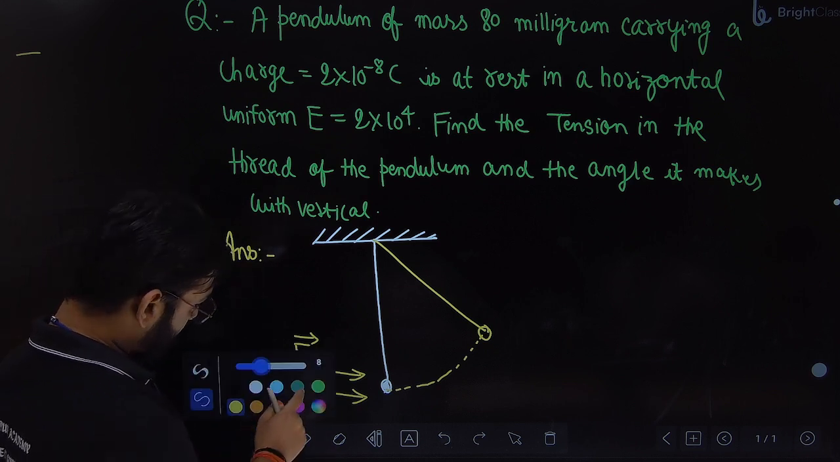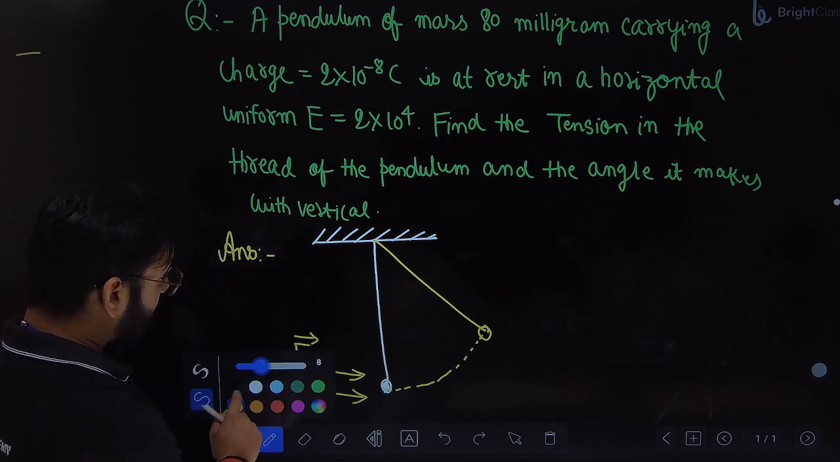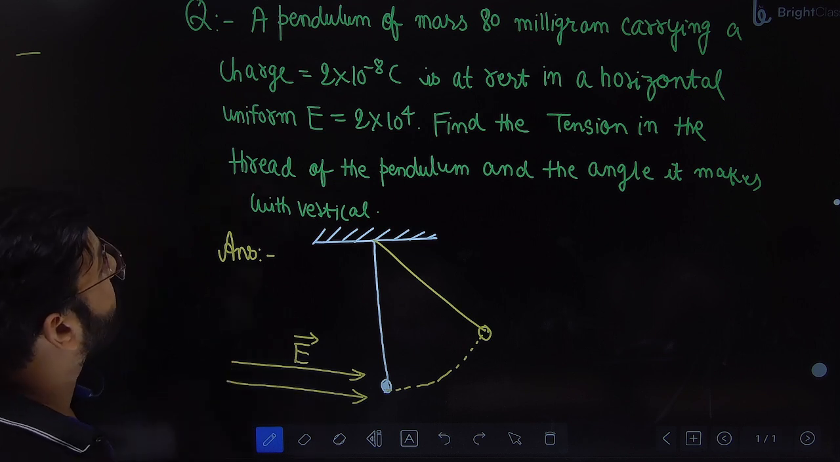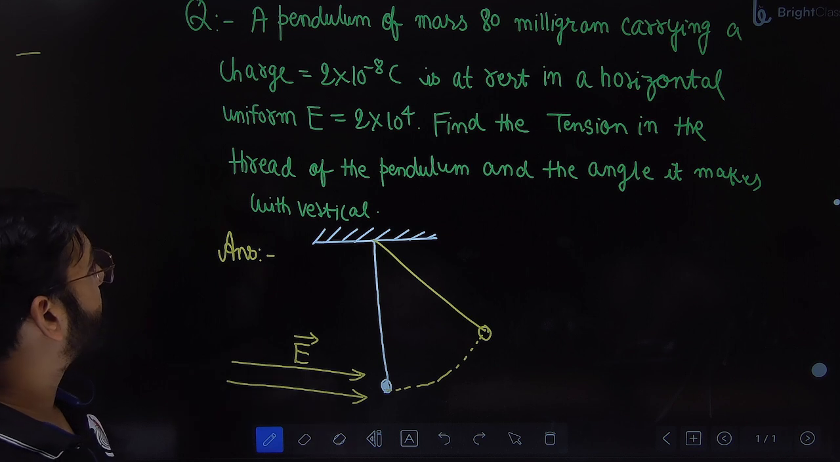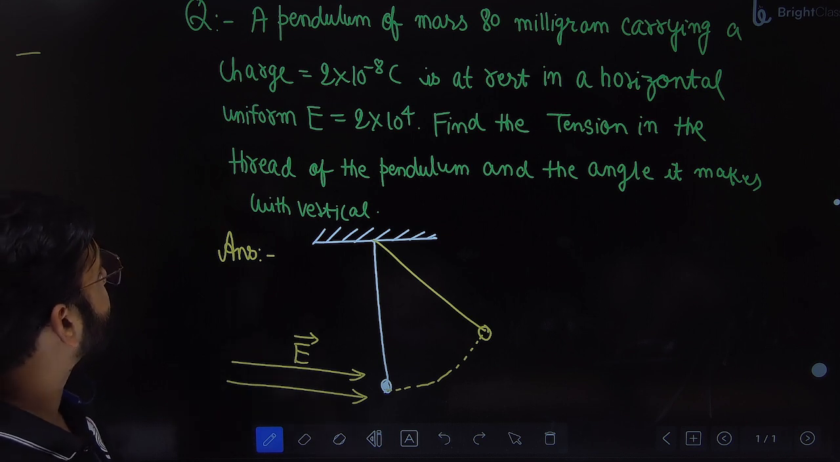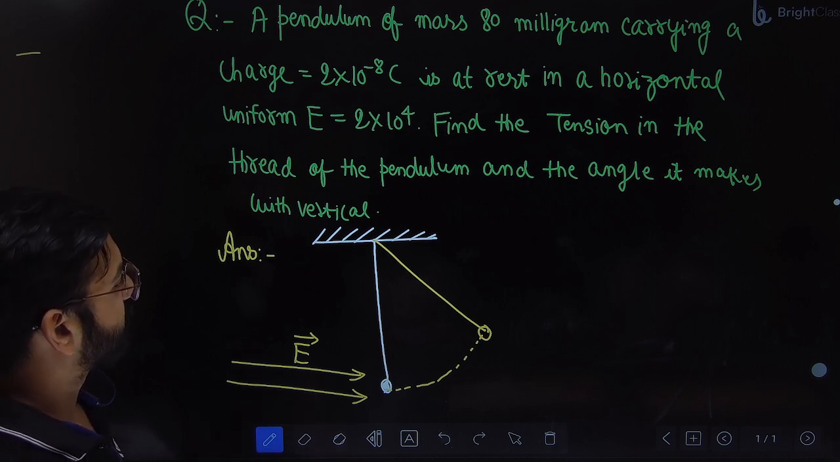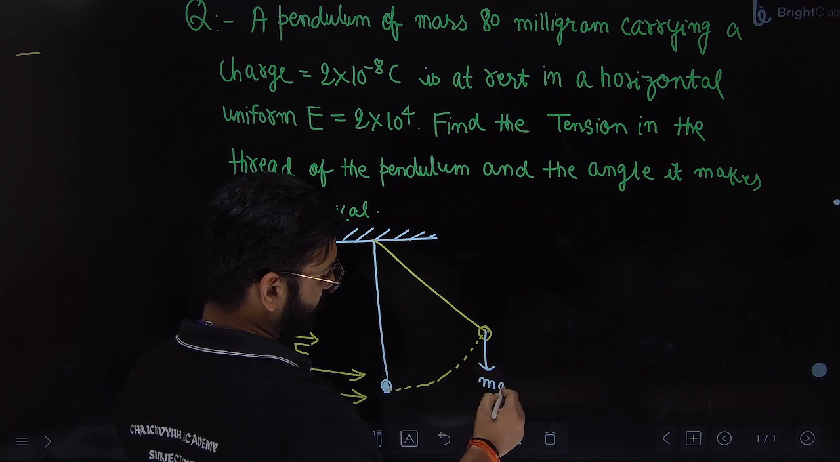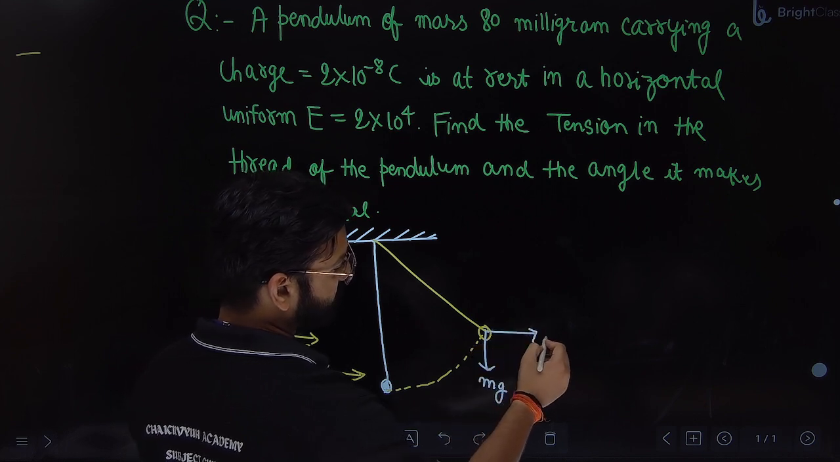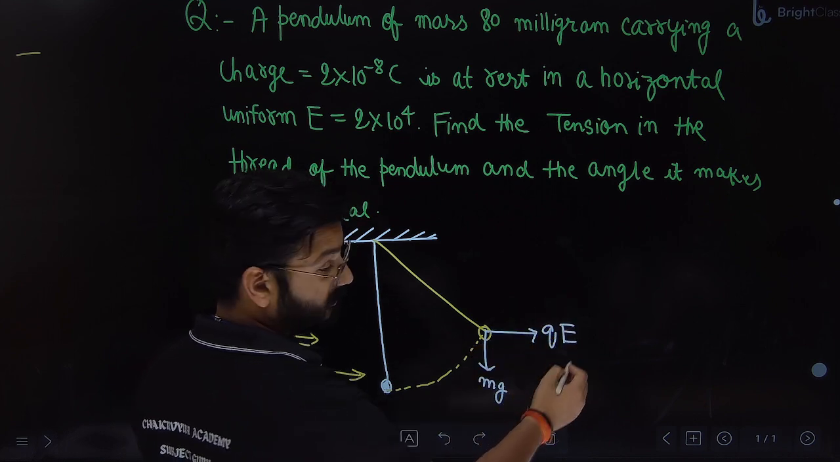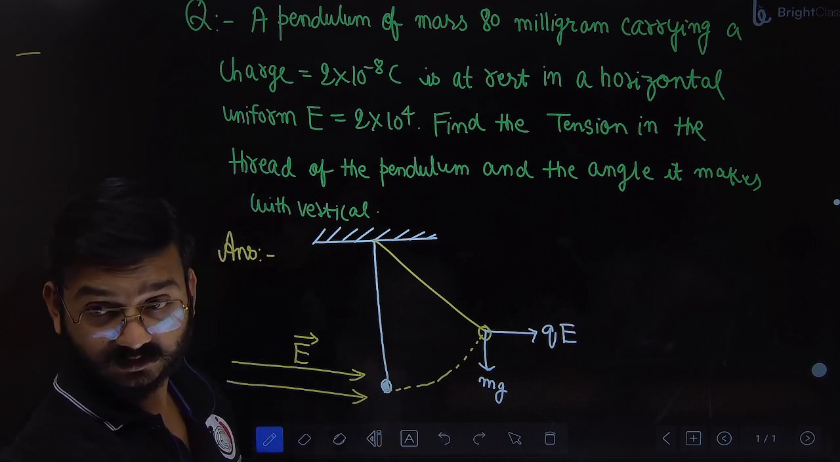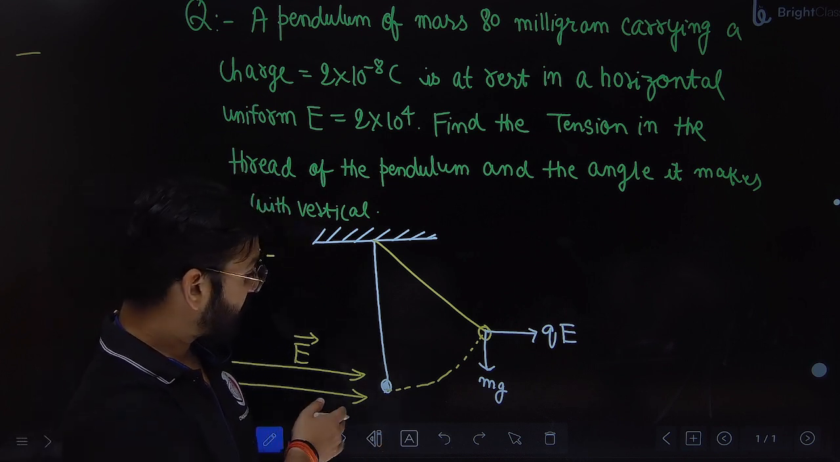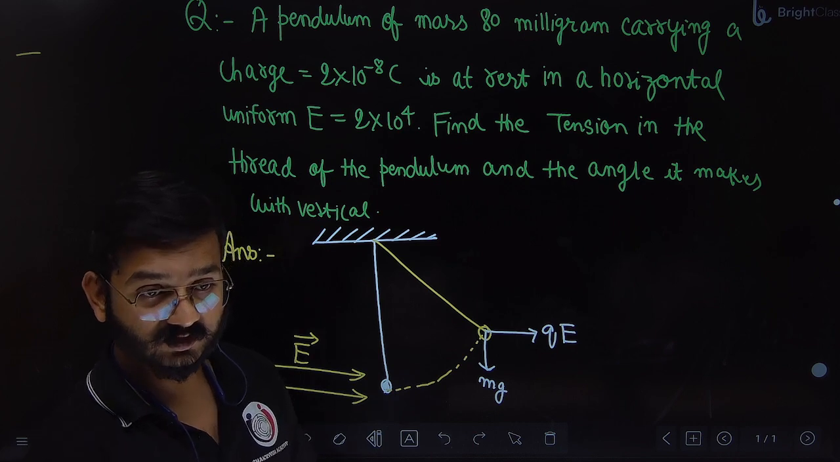If any questions are there, clarify. If no, very good. We'll move ahead. So find the tension in the thread of the pendulum. Is the mass given? Yes, mass is given, charge is given, electric field is given. So what will be the force acting on this? In the downward direction, mg. In the horizontal direction, QE. That's what we discussed now, right? In the horizontal direction, this electric field will push it with what force? F is equal to QE.